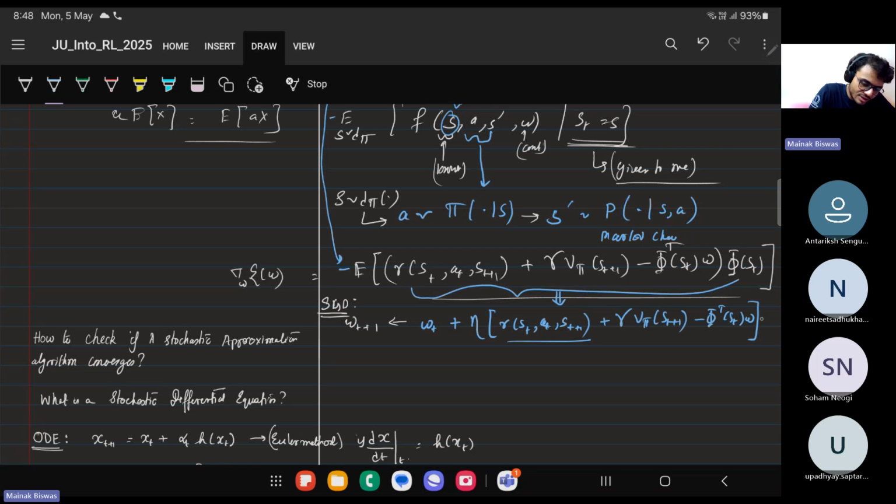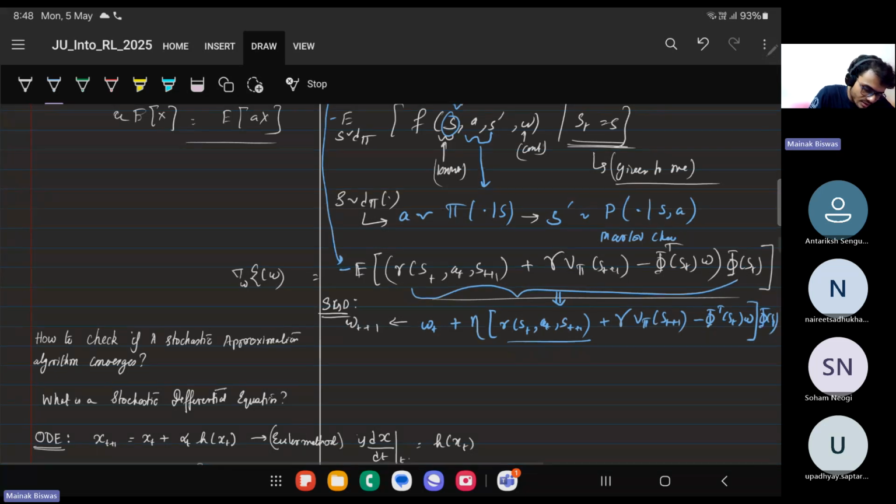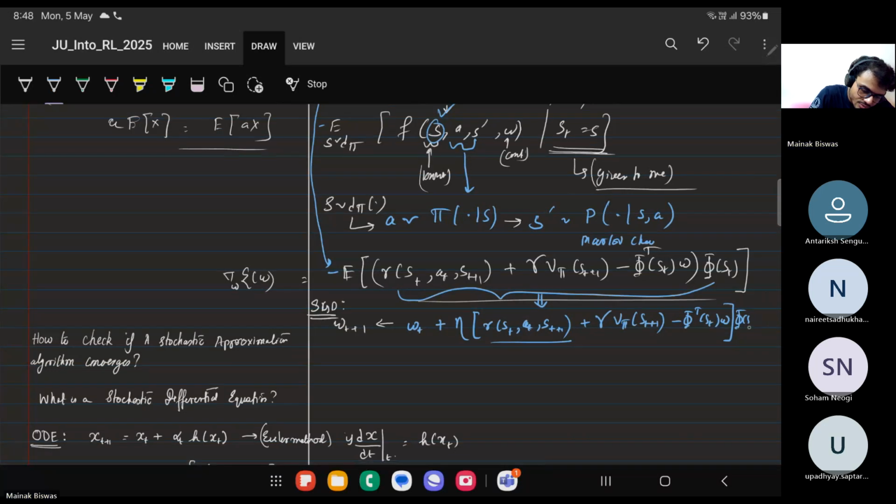But still there is a big catch. Can you tell me what the catch is? We don't know the value function of ST plus 1, do we? Correct, not known. But at the end of the day, what do we want the ST plus 1 value function to be?